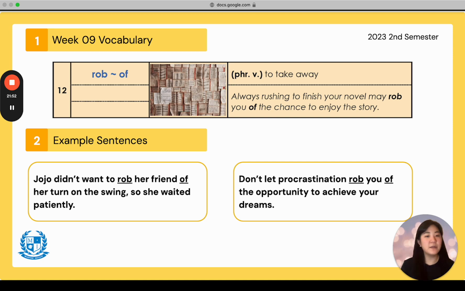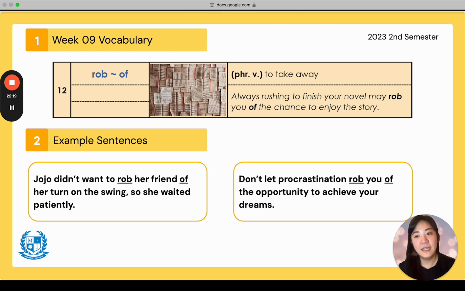So say that we're reading the book, we're like, oh, I just need to hurry up and read it for homework. Okay, I'm done. That way, that will rob you of enjoying the story. It'll take away that chance and that opportunity for you to really enjoy the book. So repeat after me. Always rushing to finish your novel may rob you of the chance to enjoy the story.